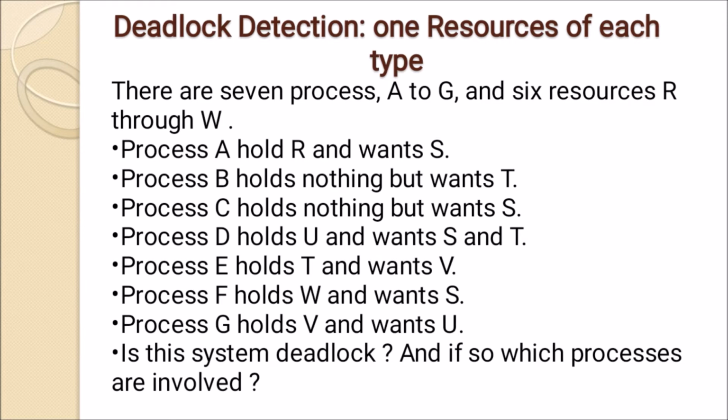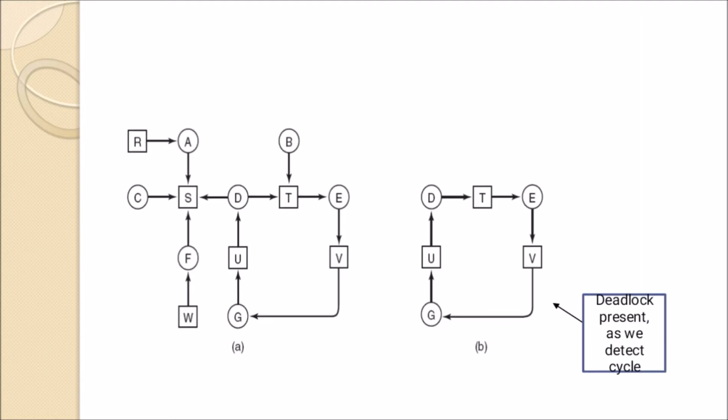Process E holds T and wants V. Process F holds W and wants S. Now process G holds V and wants U. So is this system deadlocked? And if so, which processes are involved?